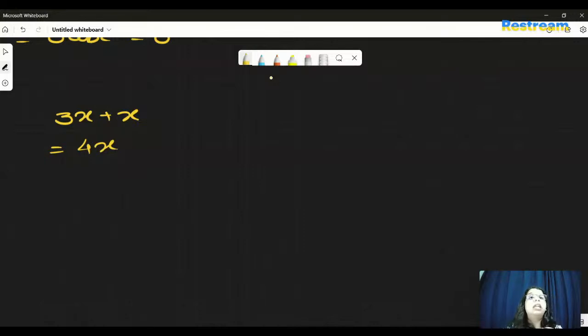Then there are two types of algebraic terms. One is expression, other is equation. In an expression there is no equal to sign and it can only be simplified to the simplest form, whereas in an equation you have to do a few manipulations to find the answer of x. That one is a very future topic that we are going to do.